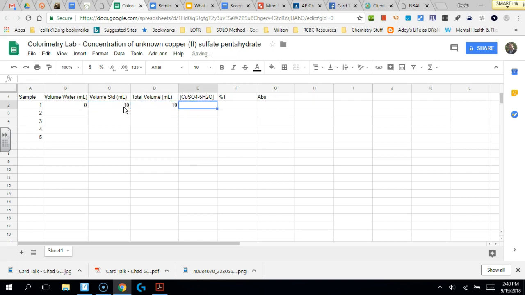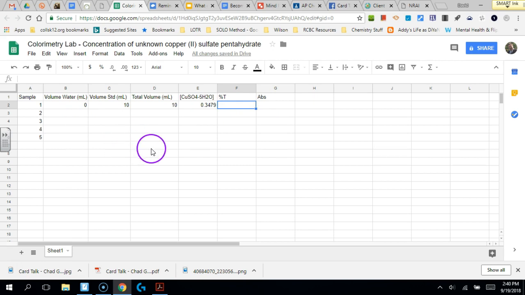So anyways, I'm going to do this. And so this standard, since it's pure standard, has no water. We didn't add any water to it. We didn't dilute it at all. That was the concentration of the standard. So I think for this lab it was 0.3479. And remember, good chemists always add a leading 0 in front of a decimal point. Okay, and then we'll put in the percent T and the absorbance in a little bit.